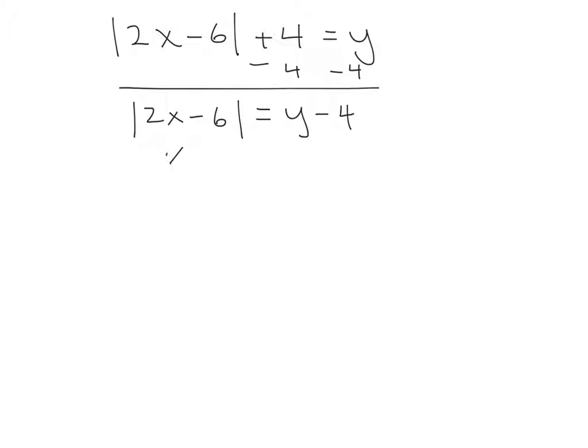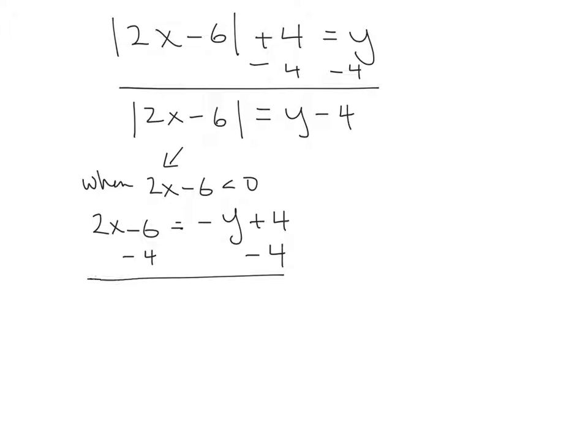So what that means is when 2x minus 6 is less than 0, 2x minus 6 equals the opposite of y minus 4. I've taken the opposite of the entire right side, and that means we need to take the opposite of positive y, and the opposite of negative 4. So, solving this correctly, we're going to subtract 4 from each side. That's going to give us 2x minus 10 equals the opposite of y, and therefore y equals negative 2x plus 10.